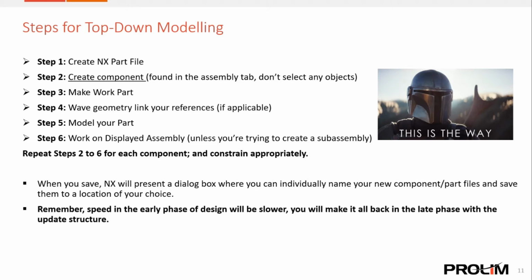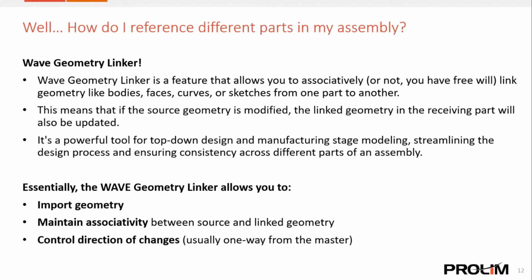Well, you may say, how do I reference these different parts in my assembly and what is wave geometry linker? So we'll do a short introduction into that, and I'll tell you how to reference those different parts. Well, wave geometry linker is a feature that allows you to associatively, or not, link geometry like bodies, faces, curves, or sketches from one part to another. So this means that if the source geometry is modified, the linked geometry in the receiving part will also be updated. So it's a powerful tool for top-down design and manufacturing stage modeling, which streamlines the design process and ensures consistency across different parts of an assembly.